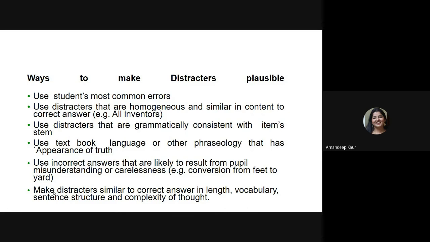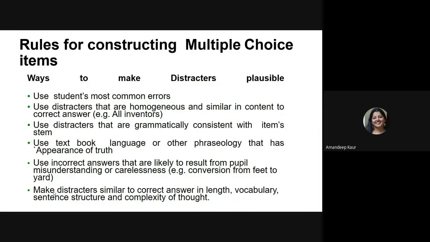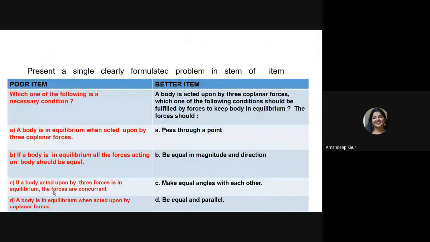Use textbook language or other phraseology that has the appearance of truth. Use incorrect answers that are likely to result from student misunderstanding or carelessness. Make distractors similar to the correct answer in length, vocabulary, sentence structure, and complexity of thought. So while designing the different distractors, the teacher needs to consider all these parameters. So these are certain rules for constructing multiple choice test items.